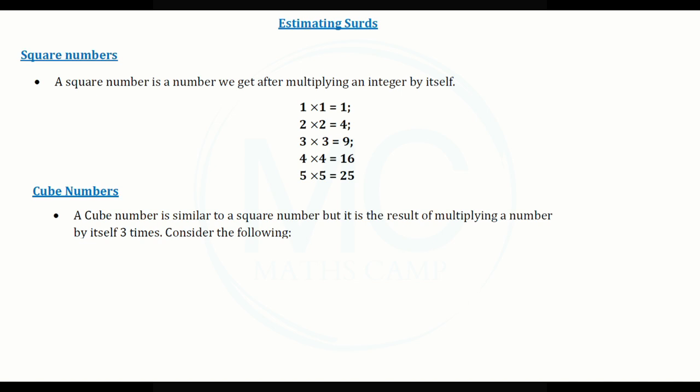Cube numbers, on the other hand, are similar to square numbers, but they are the result of multiplying a number by itself 3 times. 1 times 1 times 1 is 1, 2 times 2 times 2 is 8, 3 times 3 times 3 is 27, 4 times 4 times 4 is 64, and 5 times 5 times 5 is 125. Now, it's a good idea to learn the basic squares and cubes, as it will help you with this section.